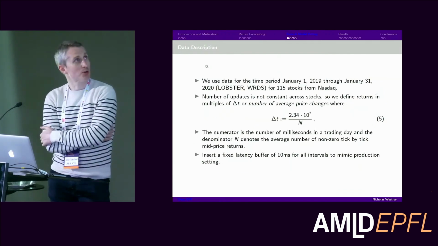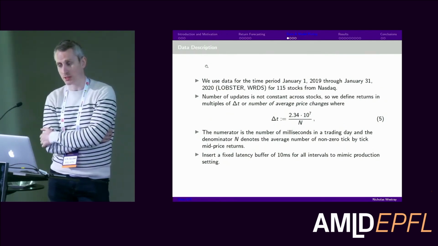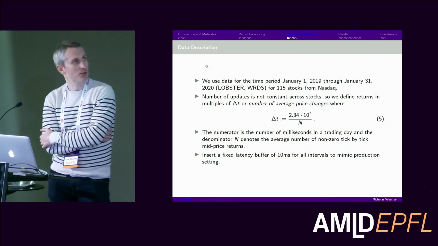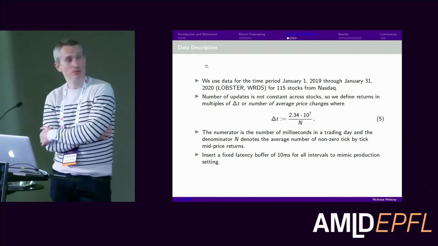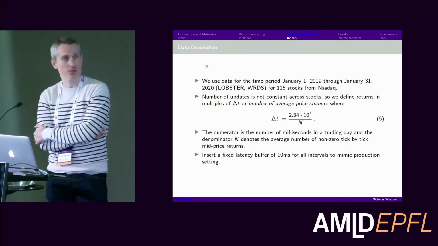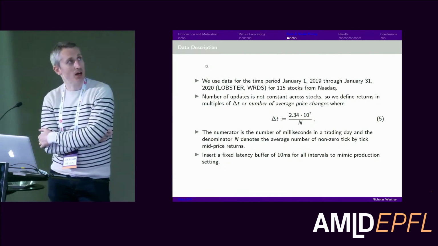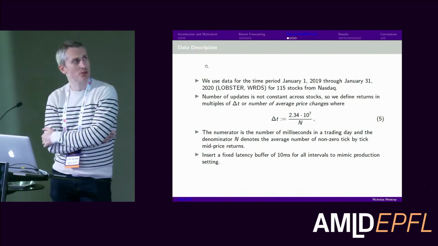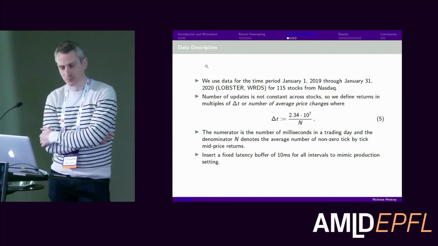Okay, so for our study, we used data between January 1st, 2019 and January 31st, 2020. We used LOBSTER to get our tick data, and for those of you who have access to this, it's a fantastic resource, and it's great. I have only good things to say about this. To get our reference data information like stock universe, we used Wharton to collect 115 stocks from the NASDAQ.